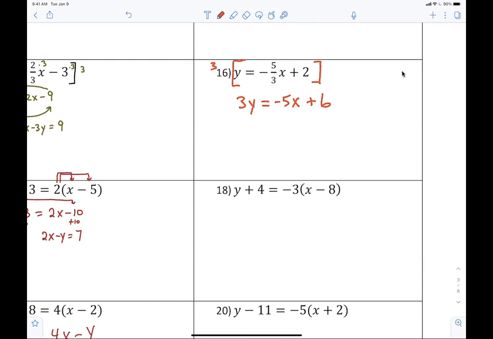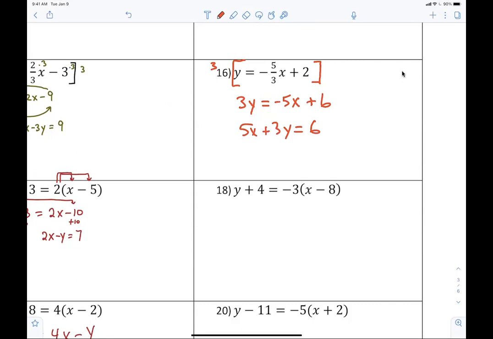Now, Cole, what do I do from there? What do I do now? Oh, you would just move the y. Move the what? Yes. So what does it become? 5x plus 3y equals 6. Yay, that is correct. That's it. Now you're done. Now you're in standard form. X and Y are together.